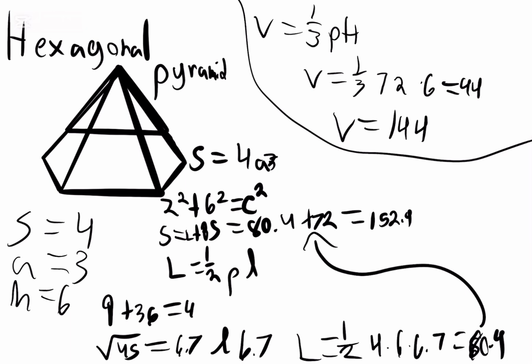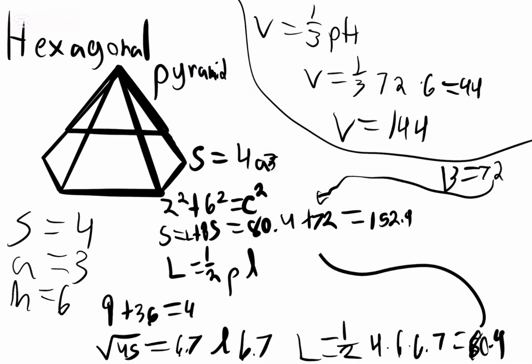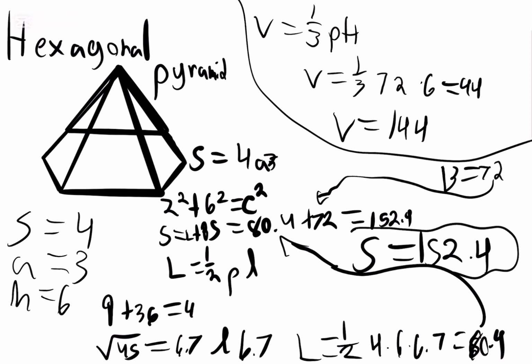So our base would be 72. So, plugging that in, using those, that is how we got 152.4. So, our surface area would be 152.4. That is how you find the surface area and volume of a hexagonal pyramid.